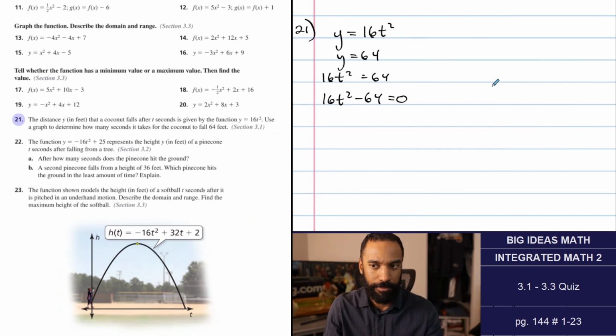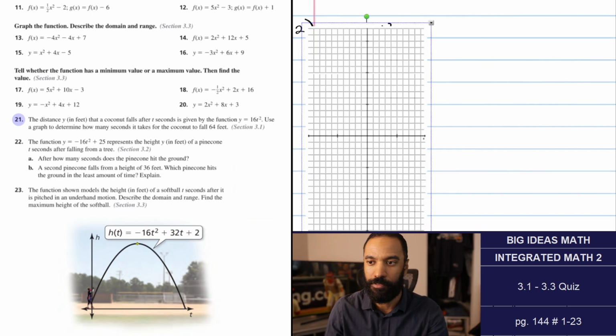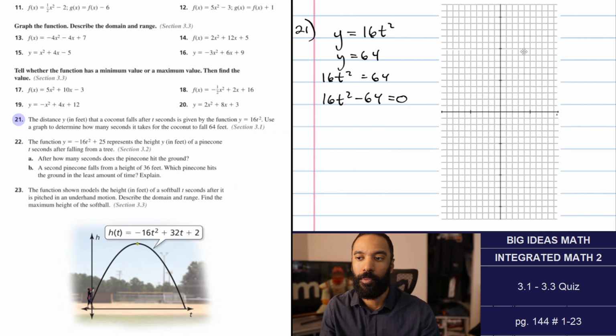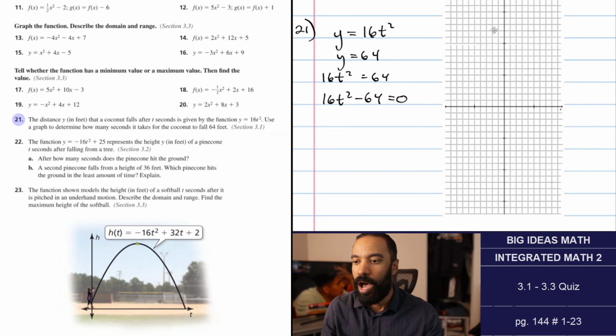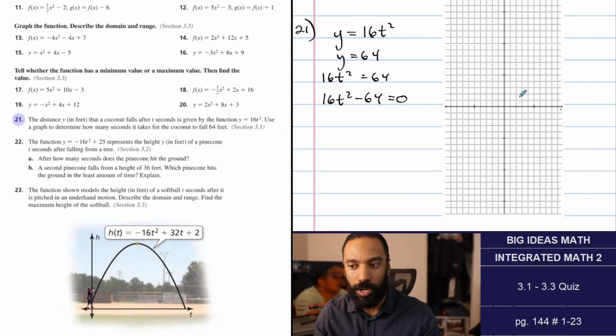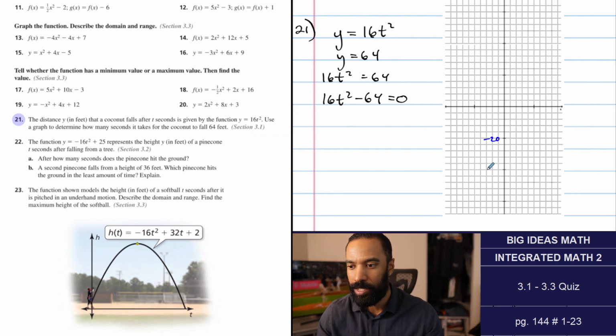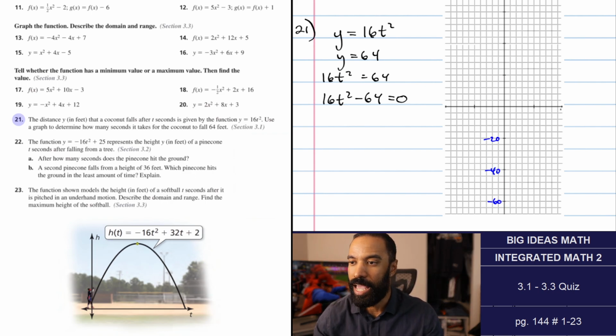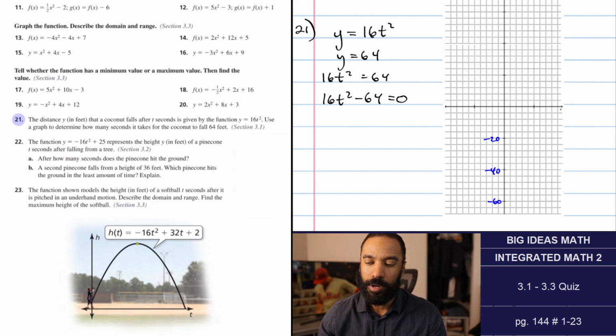Since they said use a graph, we do have to graph this. We can't solve using factoring and difference of two squares and stuff. We could confirm it, but we're just going to stick with this. So I have to change my scales. Let's go ahead and go down by 20s. So negative 20, negative 40, negative 60, which does mean that every one of these is a 4, which is kind of nice because of negative 64, 16t squared minus 64 equals 0.